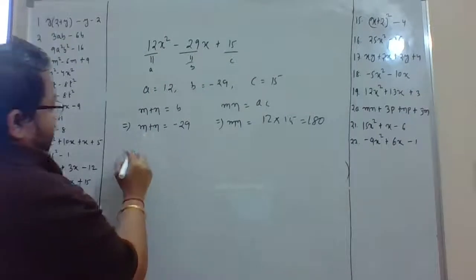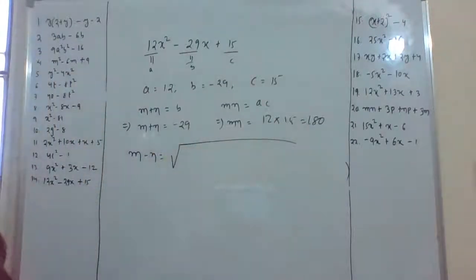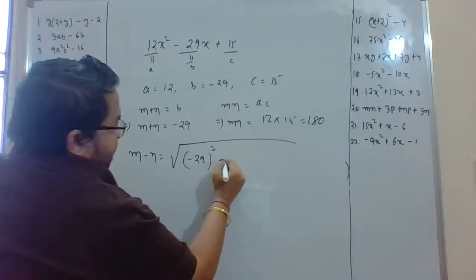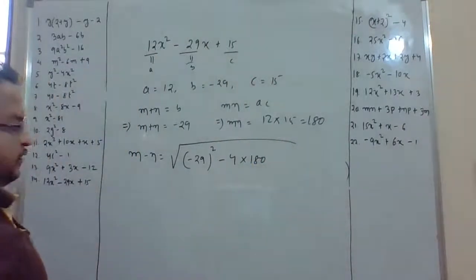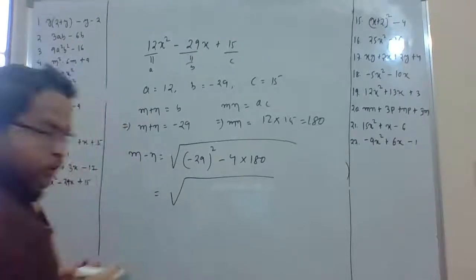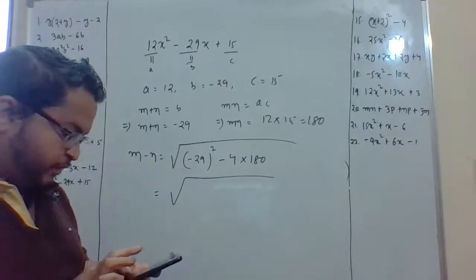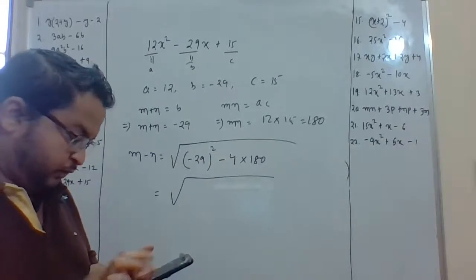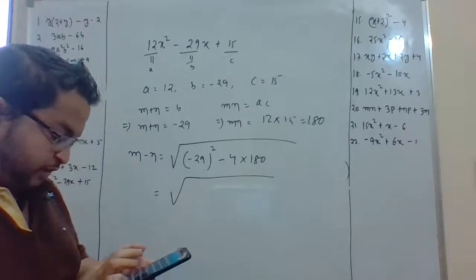Okay. So what will be the value of M minus N? That is nothing but the square root of M plus N whole square, so minus 29 square, minus 4 into 180, right? So let's find out the values. So what is the value of 29 square? Let me use my calculator to find out the square of 29. Just give me a moment.